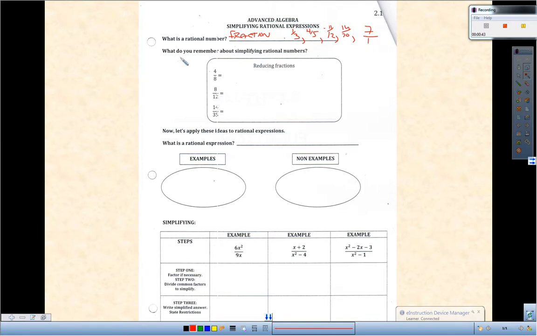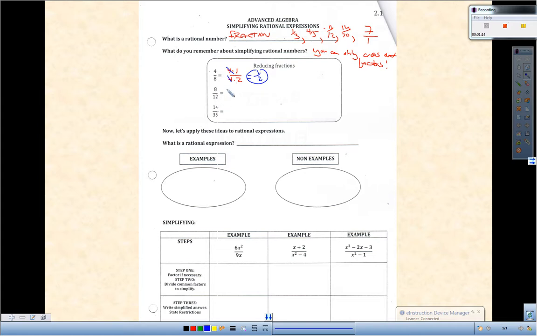Now, the way that we simplify rational numbers, remember that you can only cross out factors. So 4 over 8, if I want to reduce that fraction, I could say that the factors of 4 are 4 times 1, the factors of 8 are 4 times 2, so I can cross out the factors of 4, and that leaves me 1/2. So that's how I can simplify that rational number.